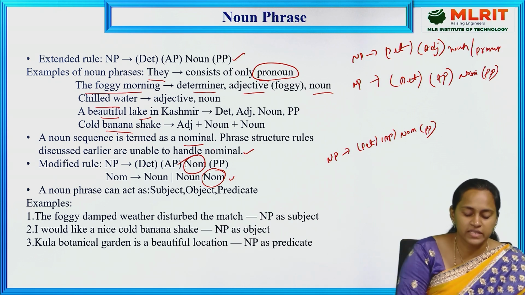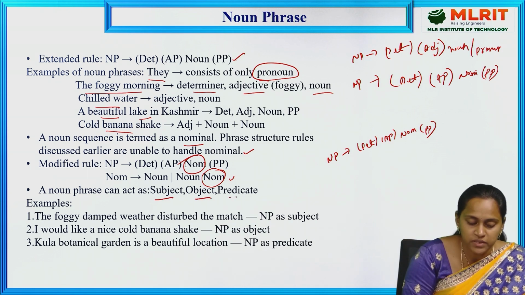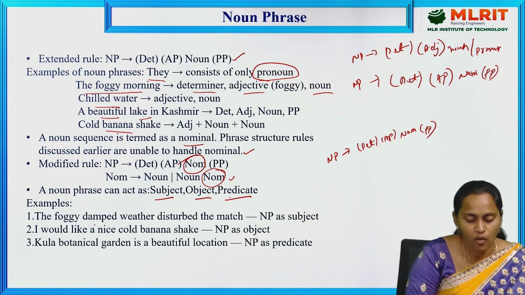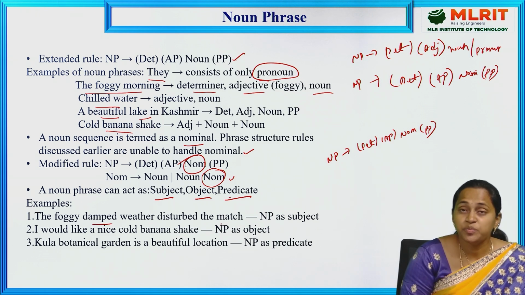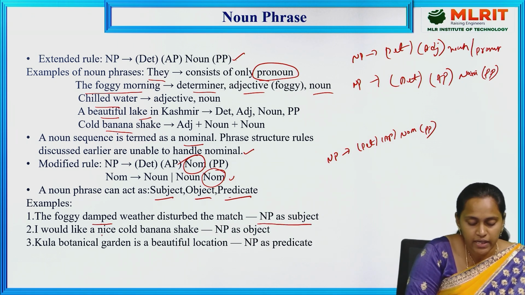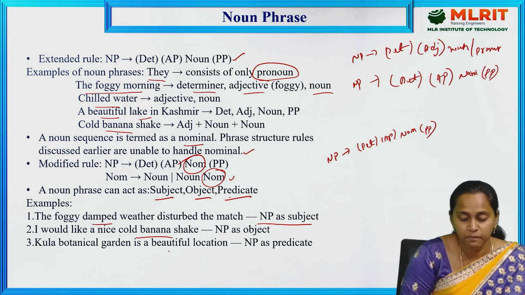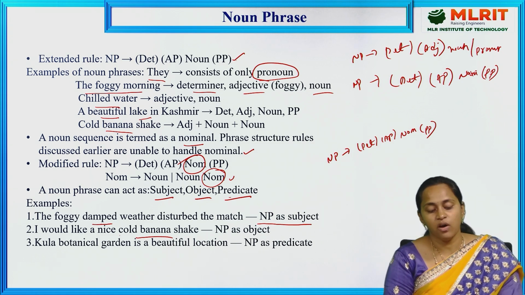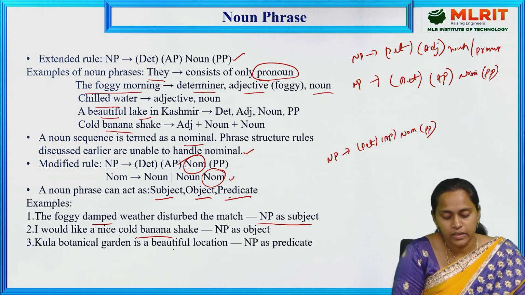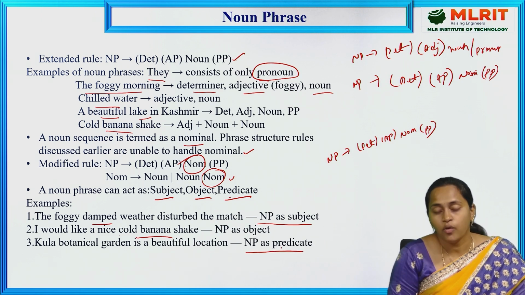A noun phrase can act as a subject, object, or predicate. Let's see the examples. The foggy, damp weather disturbed the match. This is the NP as the subject. Next, I would like a nice cold banana shake. Here the noun phrase is the object. Next, Kula botanical garden is a beautiful location. Here the noun phrase is the predicate.